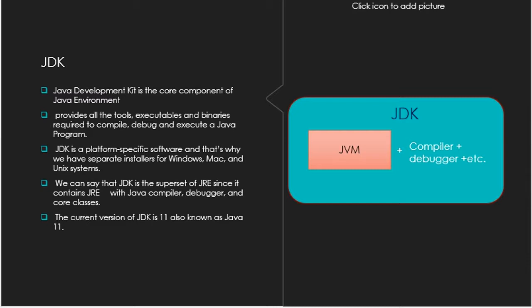So JDK is platform dependent and it includes all the required things for a Java program to develop, build and execute. We can say that JDK is the superset of JRE since it contains the JRE with Java compiler, debugger and core classes. The current version running in the market of JDK is JDK 11, that is called Java 11.